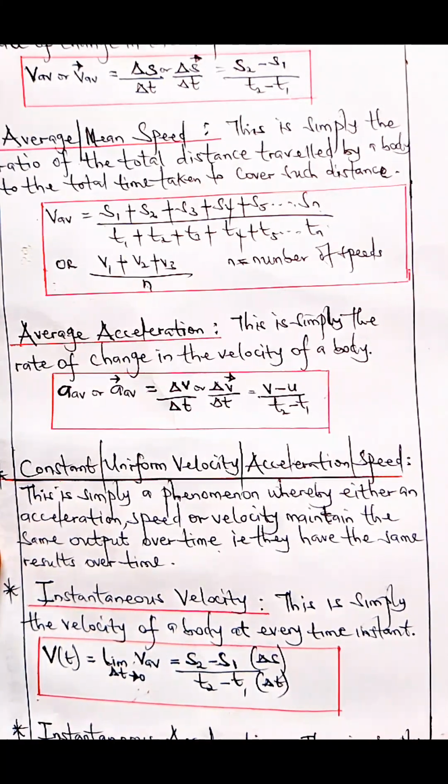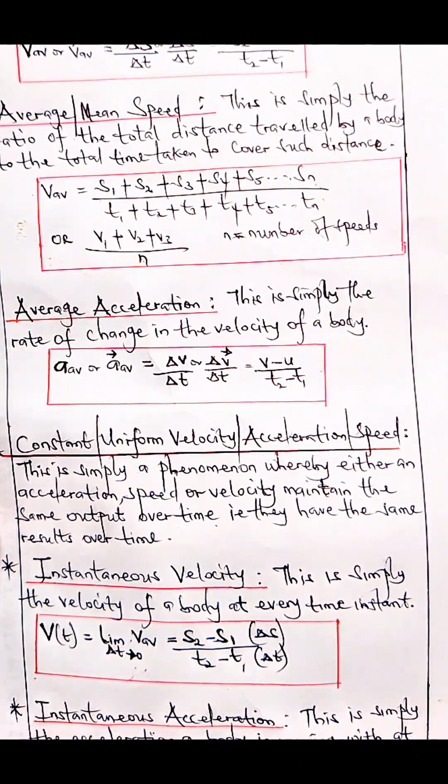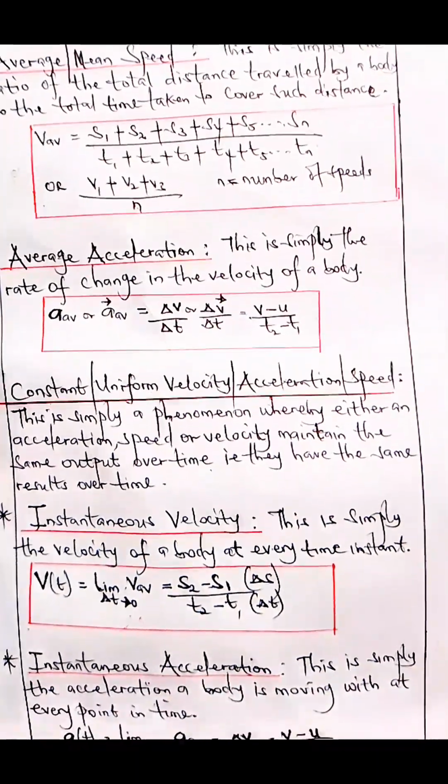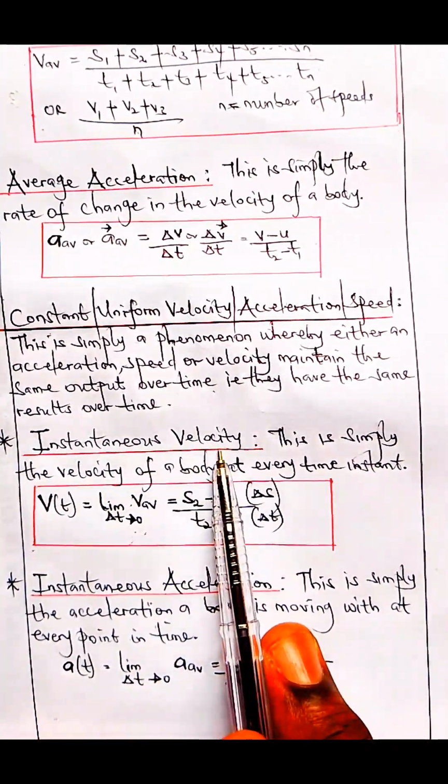We're going to be seeing that when it's time for us to work on velocity-time graphs and so on and so forth. So you're going to be looking at that. So that's that for constant or uniform speed, acceleration, or velocity. So the next thing we're going to be looking at right now will be instantaneous velocity.